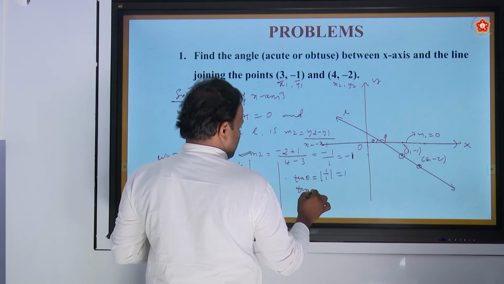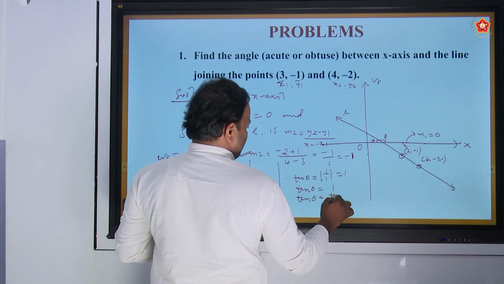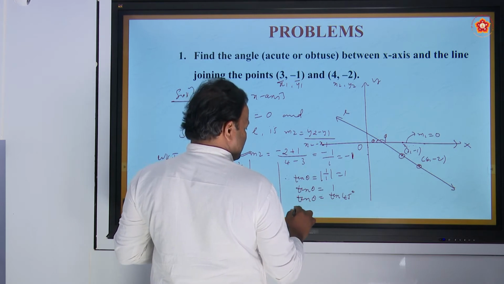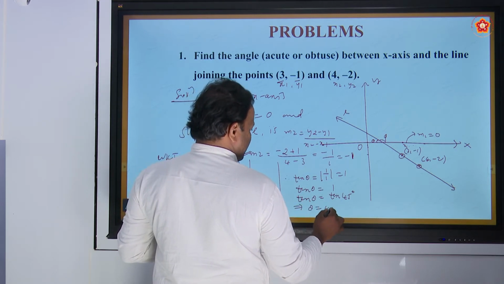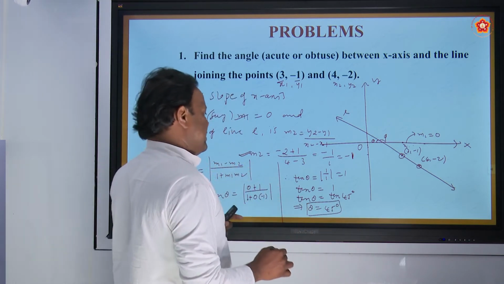So, tan theta is equal to 1. Tan theta is equal to tan, how much? 1 is the tan value. Tan 45 is nothing but 1. So, if tan theta equals tan 45, this implies that theta is equal to 45 degree. So, theta is 45 degree.